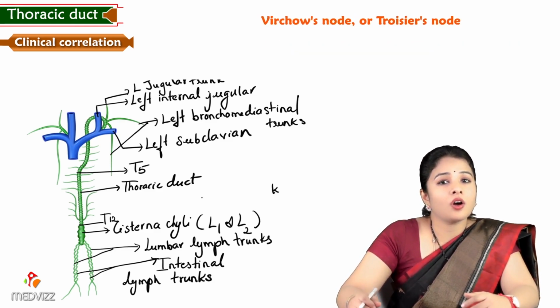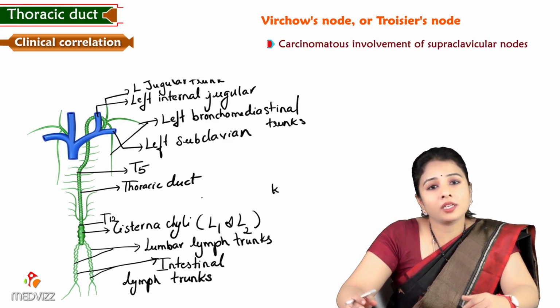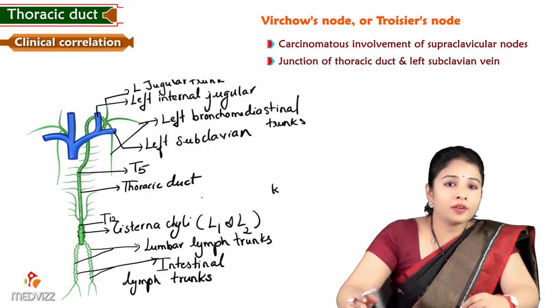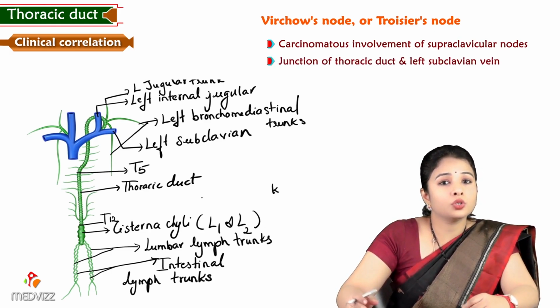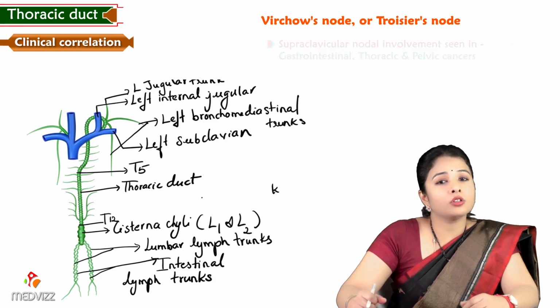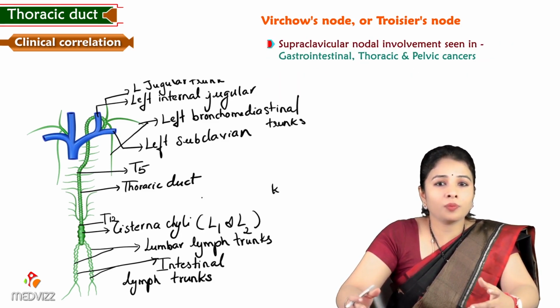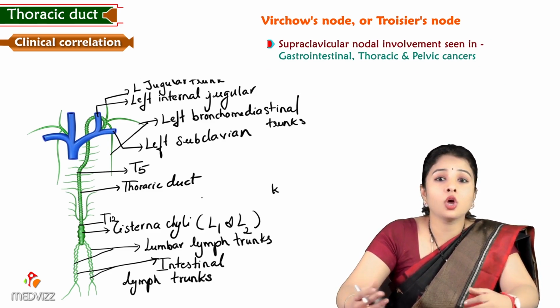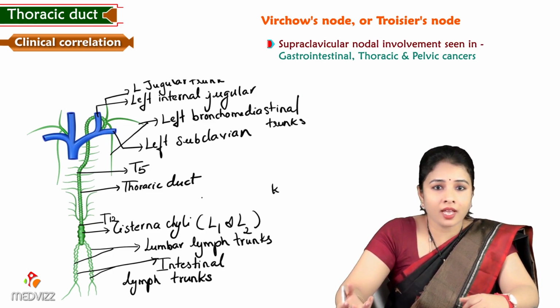Virchow's node or Troisier's node refers to the carcinomatous involvement of supraclavicular nodes at the junction of thoracic duct and the left subclavian vein. So usually nodal enlargement is caused by metastatic gastric carcinoma, although supraclavicular nodes involvement can also be seen in other gastrointestinal or thoracic and pelvic cancers.